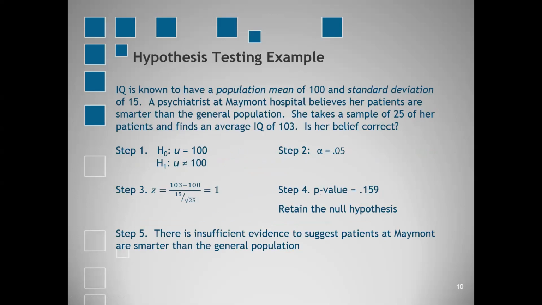In step 3, we calculate our z-score using the available statistics. We take the sample mean of 103 minus the population mean of 100, divided by the standard deviation of 15 over the square root of the sample size of 25. This gives us a z-score of 1 and corresponds to a p-value of 0.159. Since 0.159 is greater than our criterion of 0.05, we retain the null hypothesis. Our psychiatrist is unable to provide evidence that her patients are more intelligent than the general population.